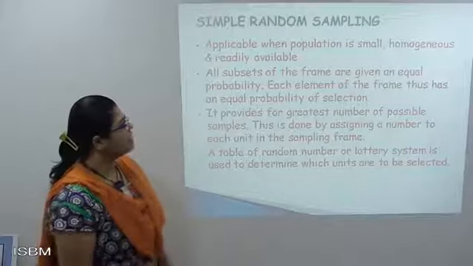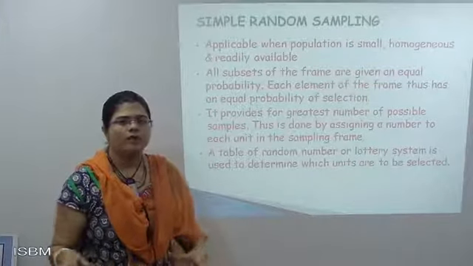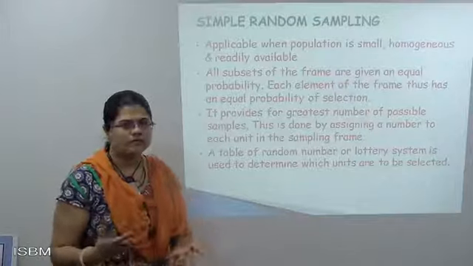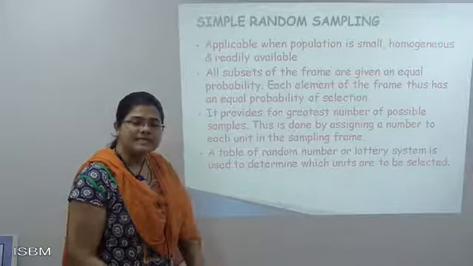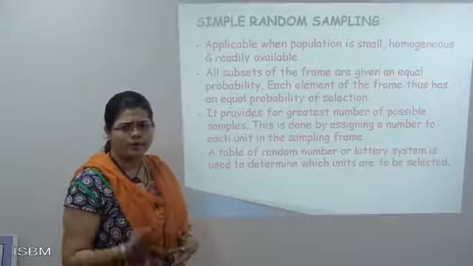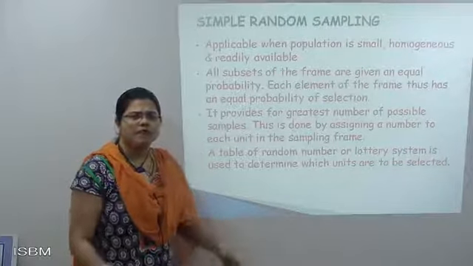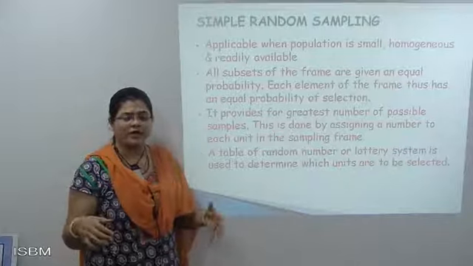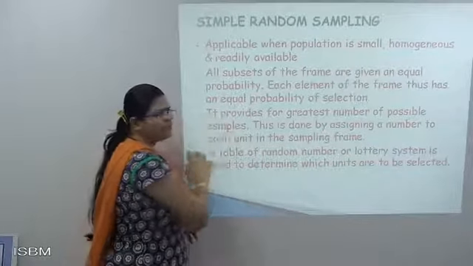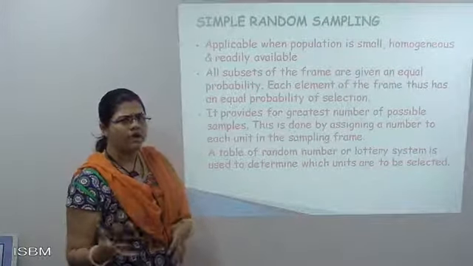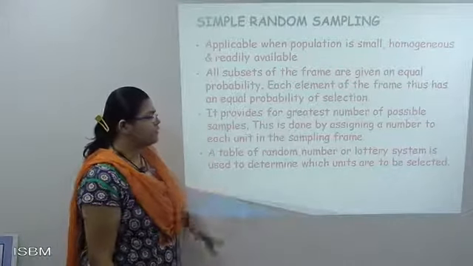Each element in the frame has an equal probability of selection, and each and every person there gets an equal contribution and equal description. It provides for a greater number of possible samples, and from this you will be getting more and more sampling of greater importance. This is done by assigning a number to each unit in the sampling frame. Where the population is small and there is no harsh work, you can calculate and place each person properly, and you will get equal and proper information. A table of random numbers or a lottery system is used to determine which units are selected.